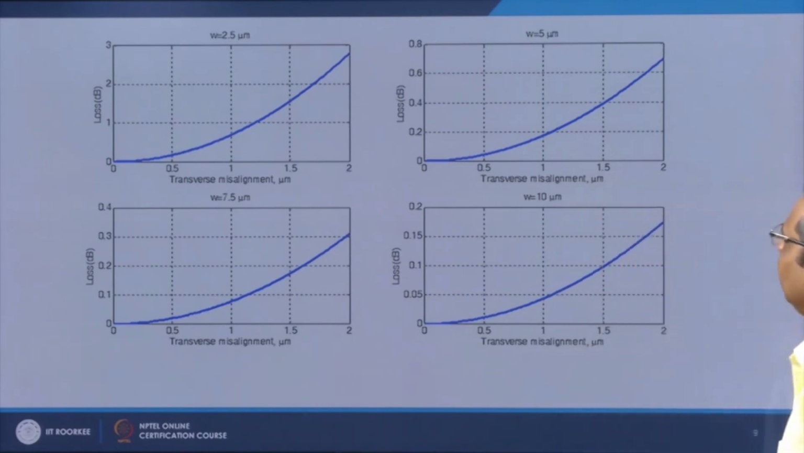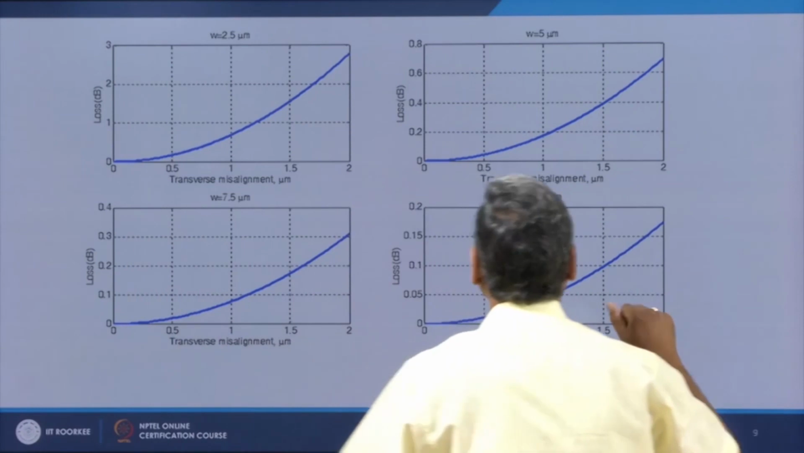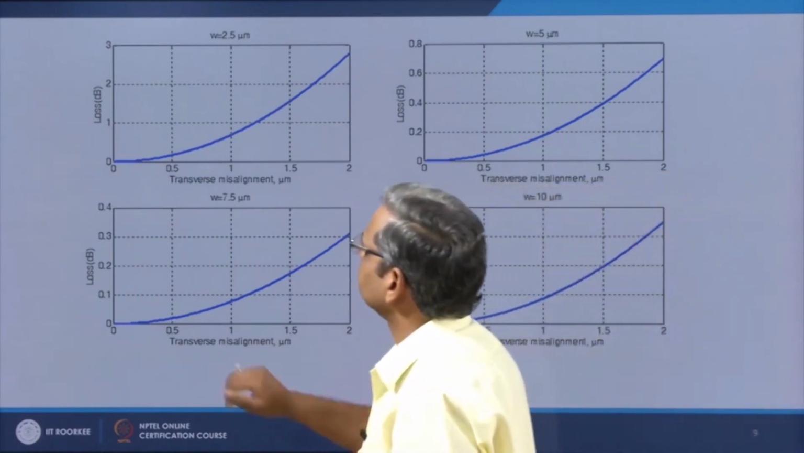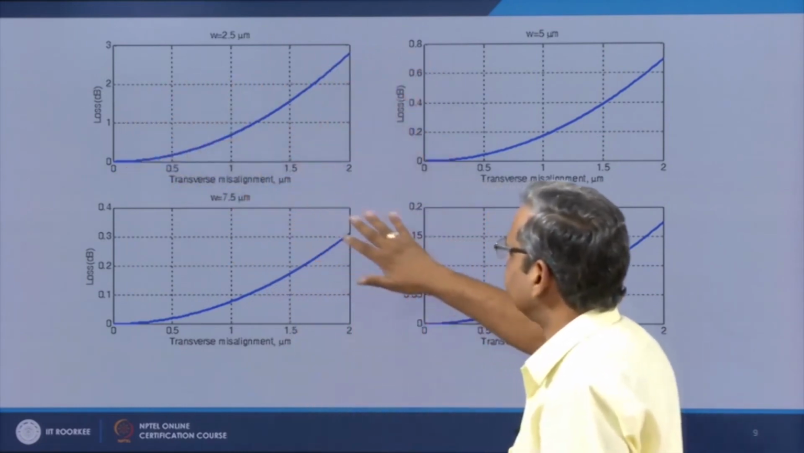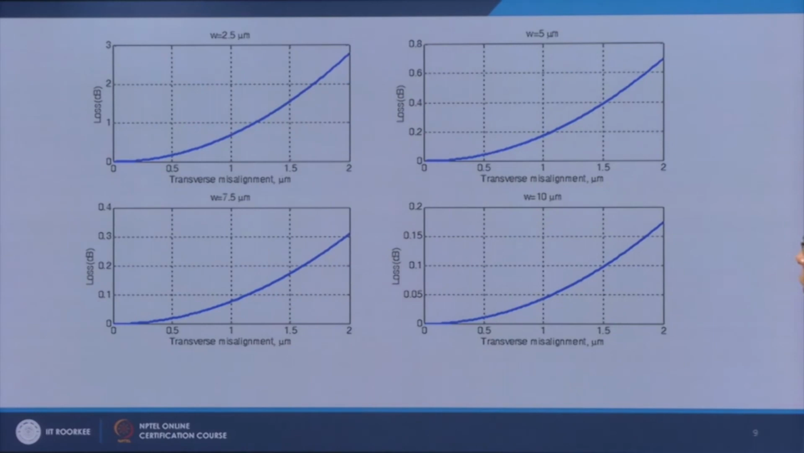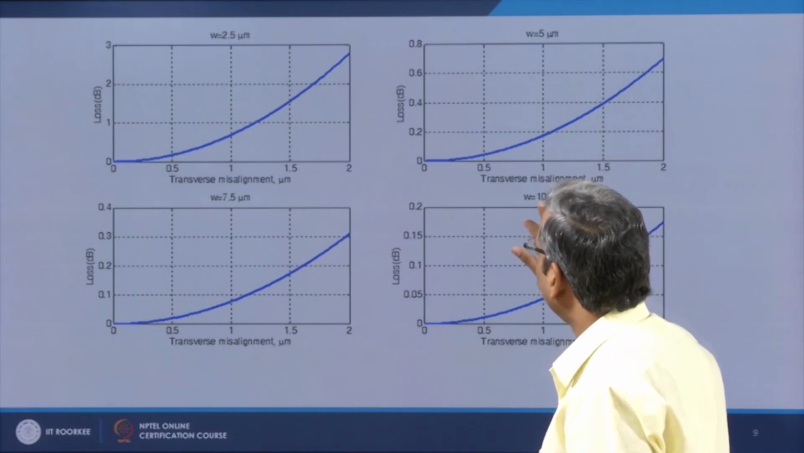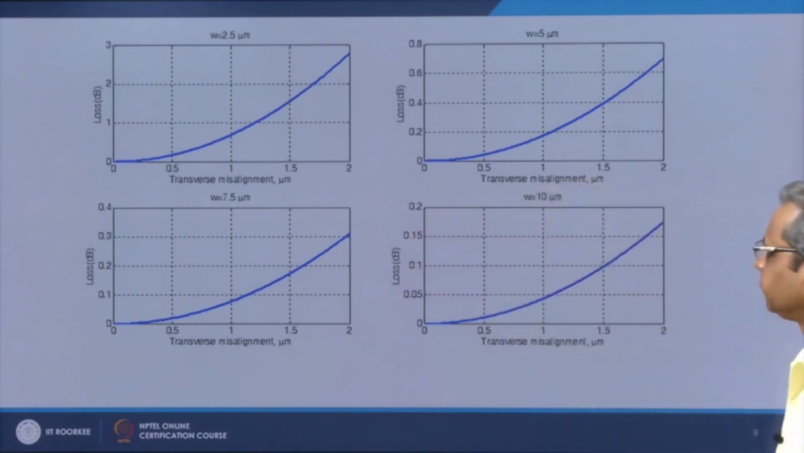Okay. You see that this x axis has the same range in all the figures, while if you look at the y axis, that is the loss axis, you look at the numbers, and these numbers decrease as I go for higher values of W. So for higher values of W, the transverse offset loss is smaller.